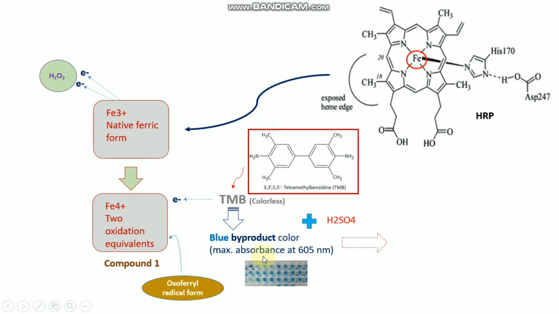This blue color is not stable because the intensity increases until the reaction ends, so the reaction needs to be stopped by adding sulfuric acid. When the sulfuric acid is added, a yellow color develops. This yellow stabilizes the color development to enable accurate measurement of the intensity at a 450 nanometer wavelength.